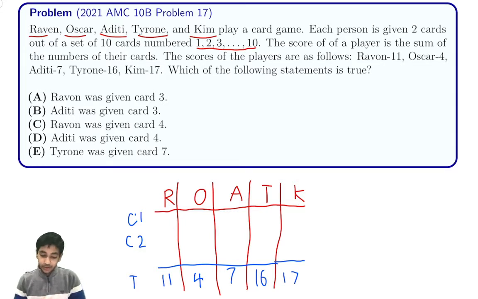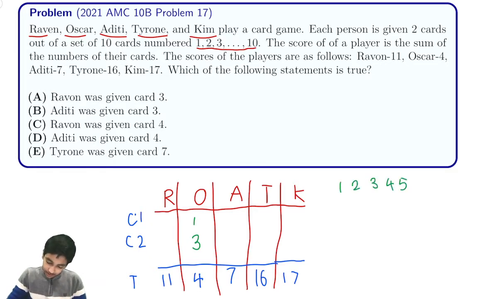And what is the most restrictive condition here? Like with the least possible possibilities. Well, Raven has a bunch of possibilities, like 7, 4, 6, 5, 8, 3. Aditi has many possibilities too, 2, 5, 3, 4. Tyrone has also many possibilities, has 6, 10, 7, 9. Kim also has 8, 9, 7, 10 possibilities. Oscar is the only one which only has 1 possibility, and that is 1, 3. Because in order to get a sum of 4, you need to have 2 cards be 1 and 3. So 1 plus 3 is 4. So you know Oscar has to have the cards 1 and 3.